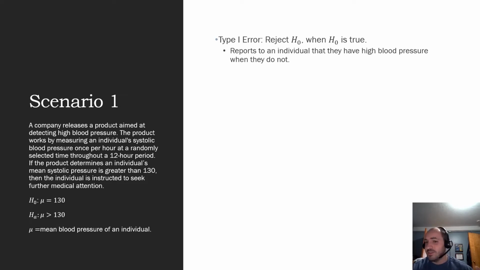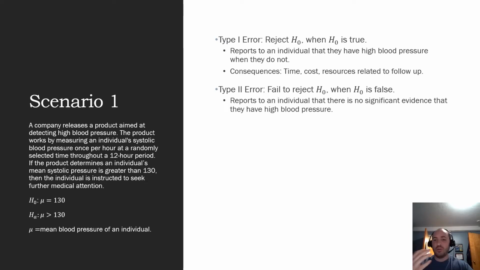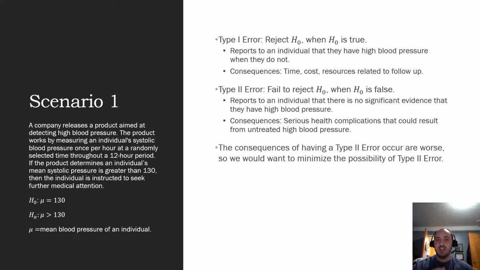Now, the consequence of this is the patient's going to lose a little bit of time, money, and the resources related to the follow-up, but in the grand scheme of things, that's not that bad. That's more of an inconvenience. The type 2 error in this instance, though, when we fail to reject the null hypothesis when it actually is false, would mean we are reporting to this individual that there's not evidence to support they have high blood pressure when they actually might have it. So what that's going to mean is they're potentially not treating their high blood pressure, and that could have some serious health consequences. So when you think about what type 1 and type 2 error means in this scenario, it's pretty clear that the type 2 error is worse than the type 1 error.